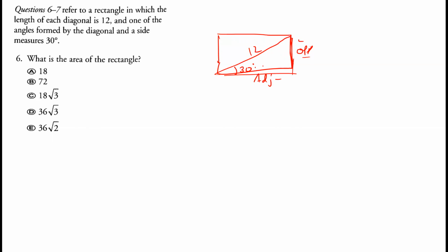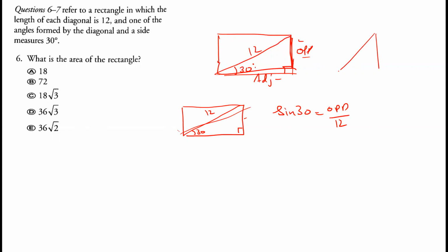So how can we find these two lengths? This is your right angle triangle. If I make it properly, this is your 12, and this is 30 degrees. So sine 30 equals opposite upon hypotenuse, that is 12. If you recall this diagram, if this is your 30 and this is your 60, this will be 2, if this is 1, this would be under root 3. So sine 30 is 1 over 2, multiplied by 12 equals the opposite. Sine 30 equals 1 over 2, so this side would be 6.